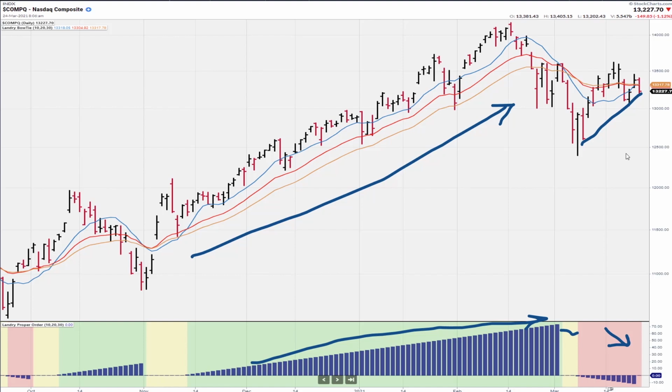As I've been saying quite a bit, it would have to go back to new highs for me to feel better about the NASDAQ. So you see a bit of a rollover in here. It has an inverted cup and handle look to it. So that's a little bit concerning in here.